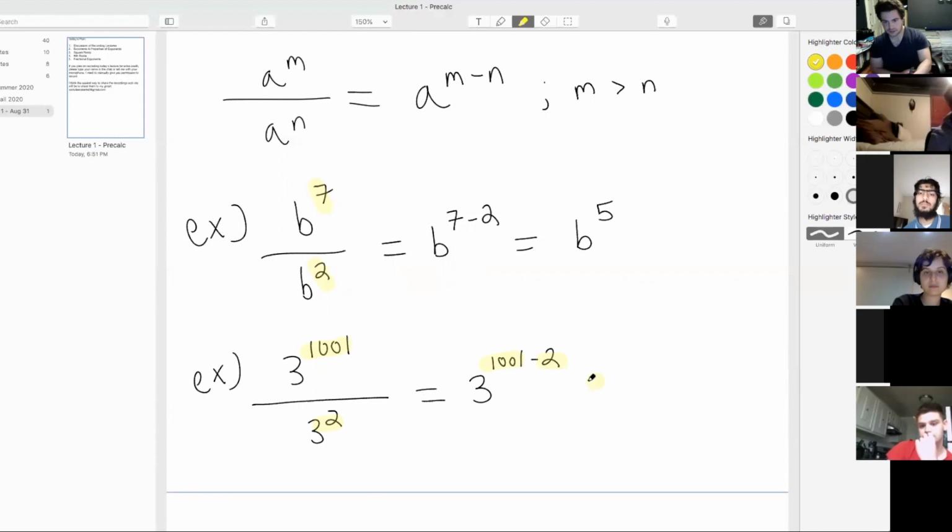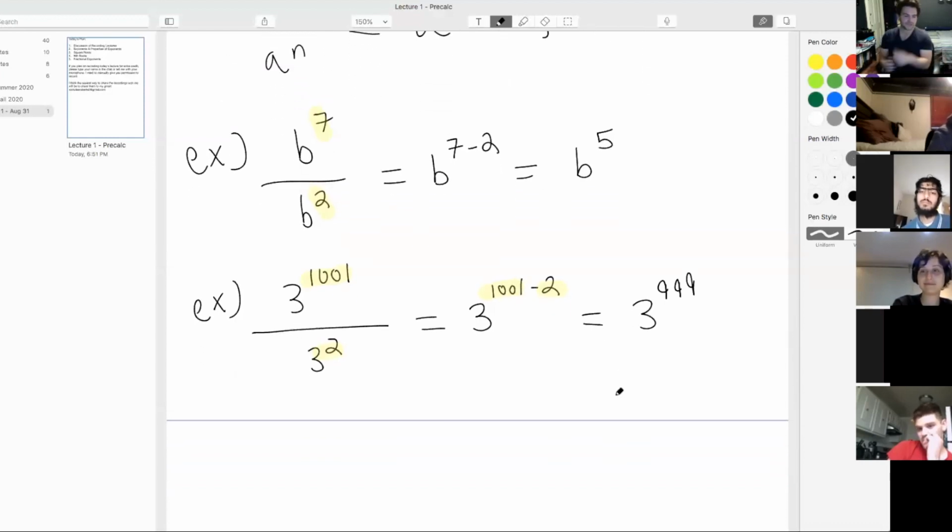Excellent. And this is 3 to the 999th power. All right, and you can leave it like this because that's a crazy number. Probably, I didn't work it out, but yeah. So that's that.